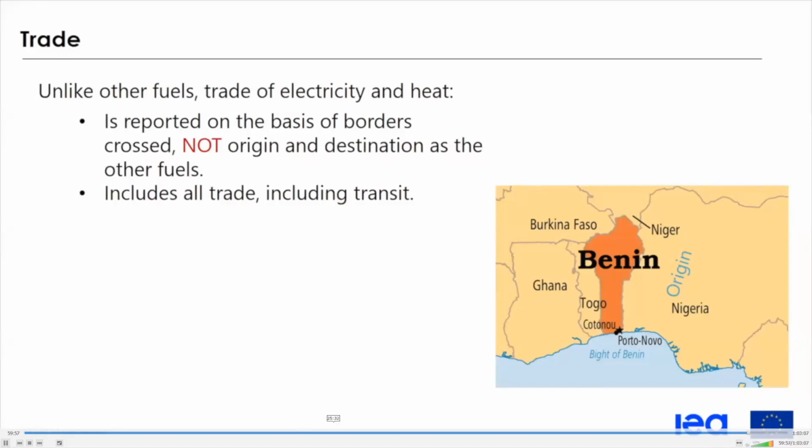Well, you report it as a flow, like a flow going through the borders of a country. And in that case, we do not focus on the origin and destinations of those electrons. Let's take an example to see it a little bit more clearly. Here we have 3 countries, Togo, Benin, and Nigeria.